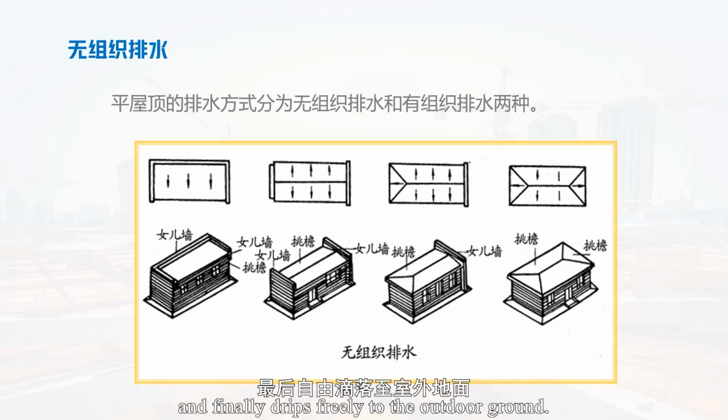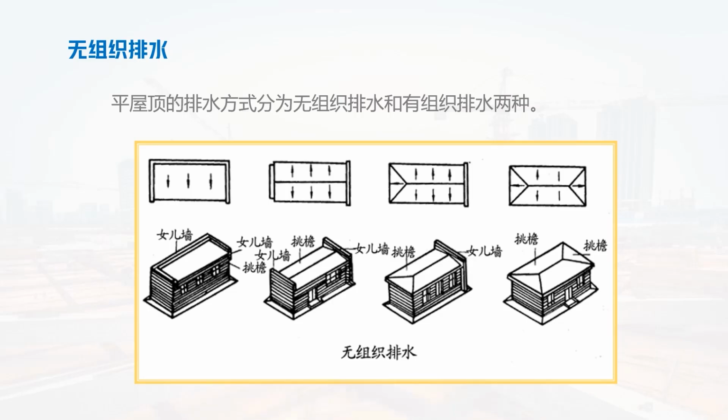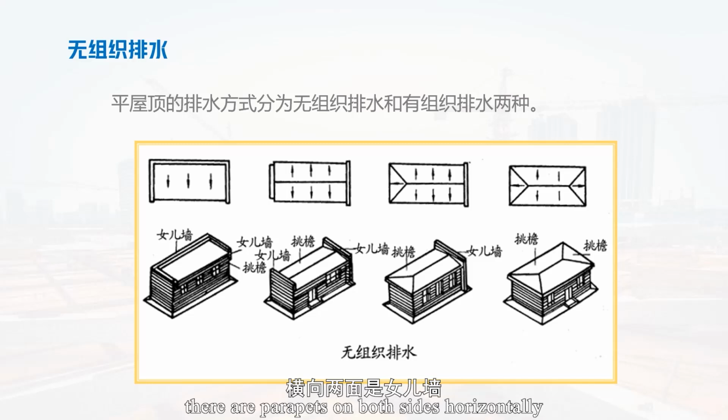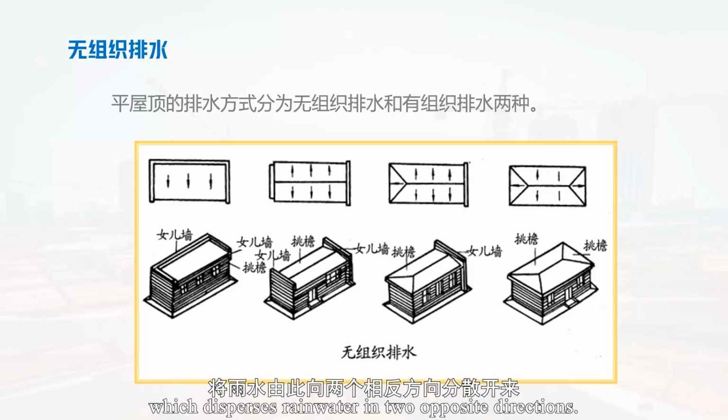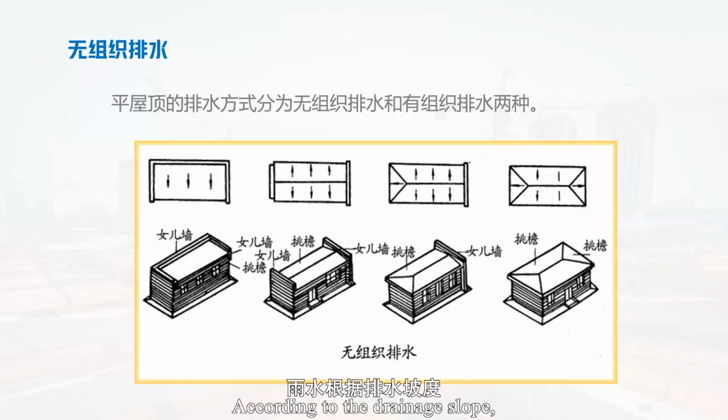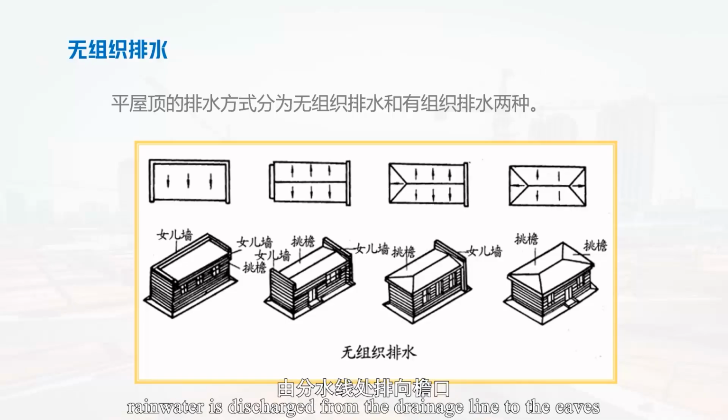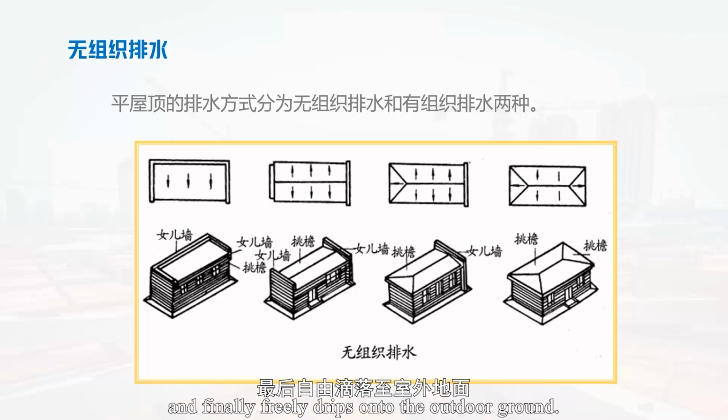In the second picture, there are parapets on both sides horizontally, and eaves on both sides vertically. There are two drainage slopes, and the junction of the two drainage slopes, in opposite directions, is called the watershed, which disperses rainwater in two opposite directions. According to the drainage slope, rainwater is discharged from the drainage line to the eaves, and finally freely drips onto the outdoor ground.